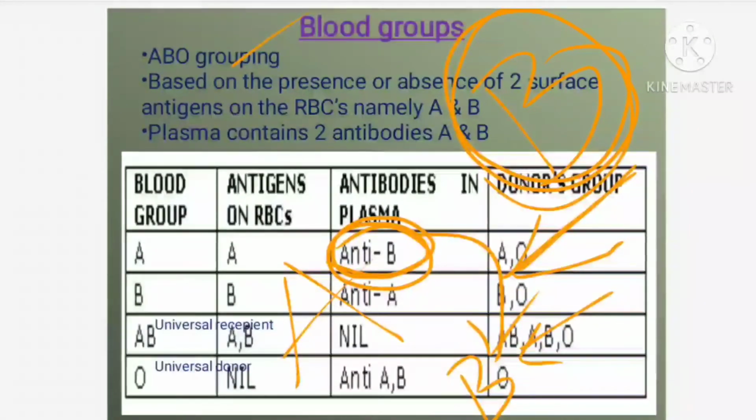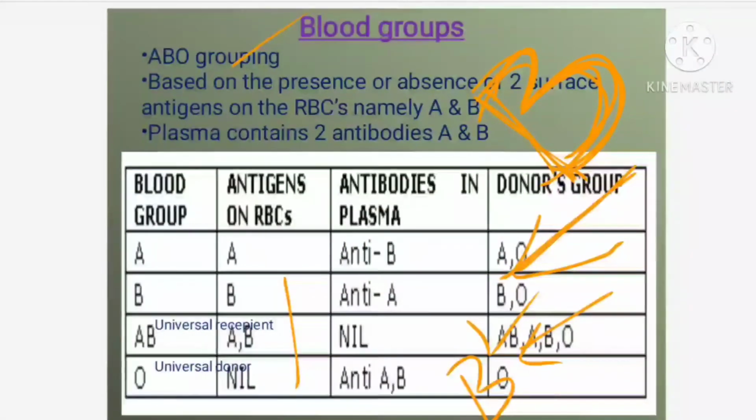So, if the B blood group person gives to A, what will happen? This B blood group contains antigen B. If this antigen B goes into the A blood group, where is anti-B present? In the A blood group. Yes or no? Now, this anti-B will react with this B antigen. They will fight and the whole blood system will collapse and it will lead to death. That's why B cannot give blood to A.